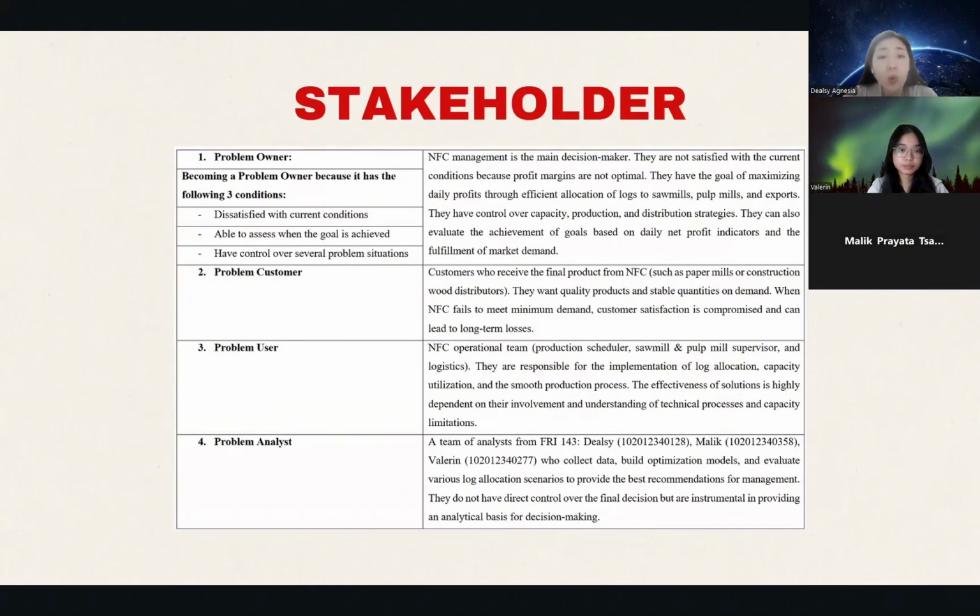The second one is the problem customer. They expect high quality products delivered in stable quantities. The third one is the problem user. They are responsible for implementing log allocation and ensuring smooth operations. They are the NFC operational team, including production schedulers, sawmill and pulp mill supervisors, and the logistics units. And lastly, the problem analyst, which is our team: me, Malik, and Falarin from I-143. We are in charge of collecting the data, developing optimization models, and evaluating various scenarios.